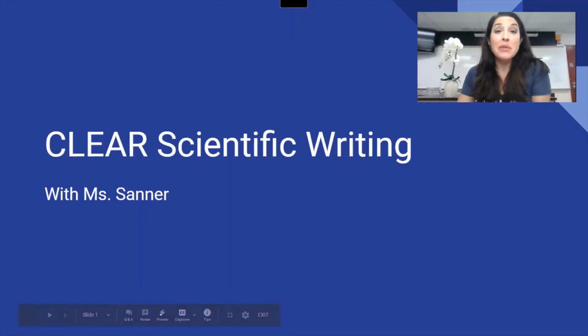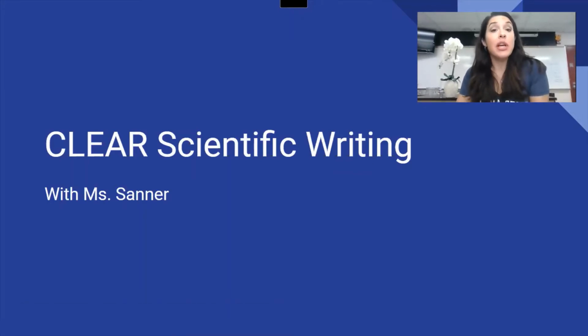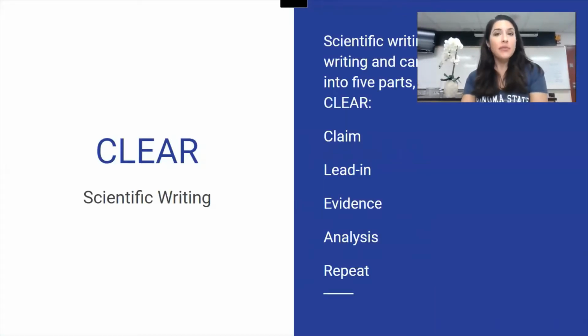Welcome back, everyone. I'm Michelle Sander, and today we're going to be talking about the CLEAR method of writing for science. Scientific writing can be divided into 5 different parts using the acronym CLEAR. C stands for claim, L stands for lead-in, E is evidence, A is analysis, and R is repeat. So let's take a second and go over what each of these means.